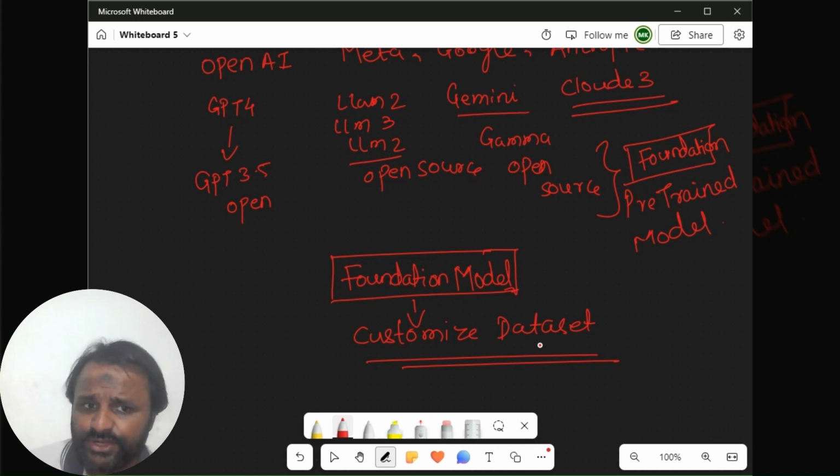The competition is going on for the best foundation models. GPT-4 Turbo is there, and GPT-5 is coming very soon. So OpenAI is far ahead as compared to the other LLM models. Many companies can use foundation models as pre-trained models, or they will also be available for fine tuning, customizing with your own data sets.